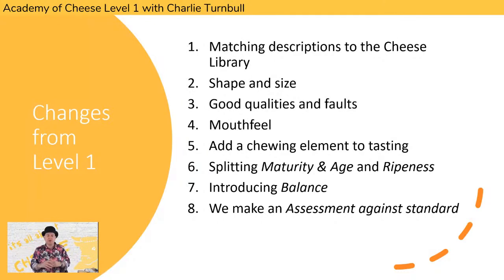And the conclusions: we're going to be splitting maturity and age from ripeness. Maturity and age is what happens when you leave a cheese. Ripeness is when you do something new to it, which is all about the secondary fermentations. We're going to talk about balance. What is balance? What does it mean? How to use it? How to communicate balance? And we're also going to look at assessments against standard.